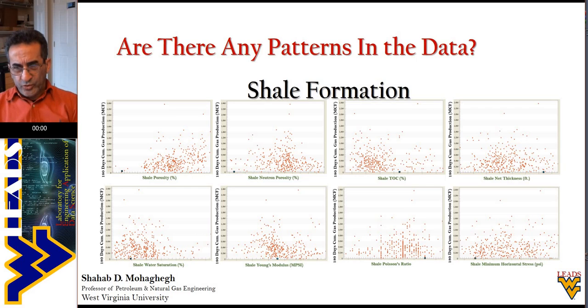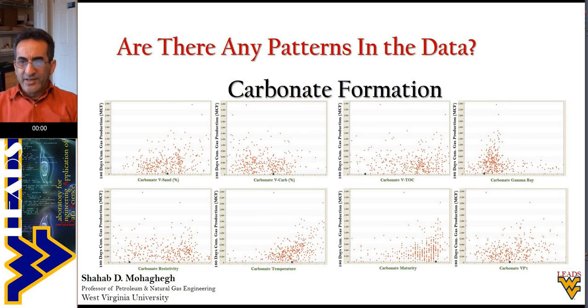Now, in order to put it in a bit more perspective, I'm going to put them all together in one slide. All the plots that you see here in this slide have to do with the shale formation, from porosity to neutron porosity to TOC to thickness to Poisson's ratio and so forth. And you can see that there is no pattern, no trend in this data.